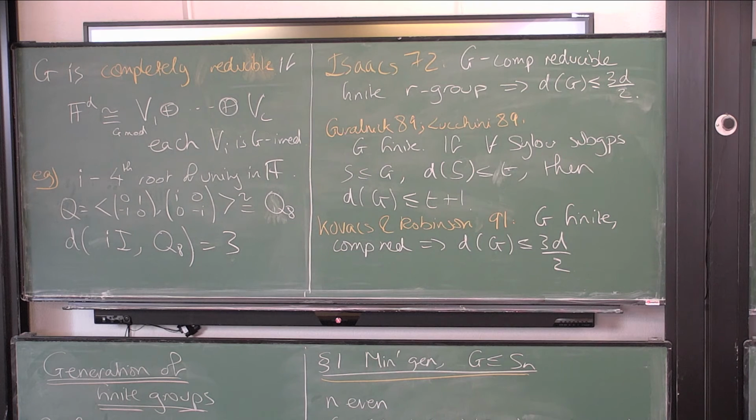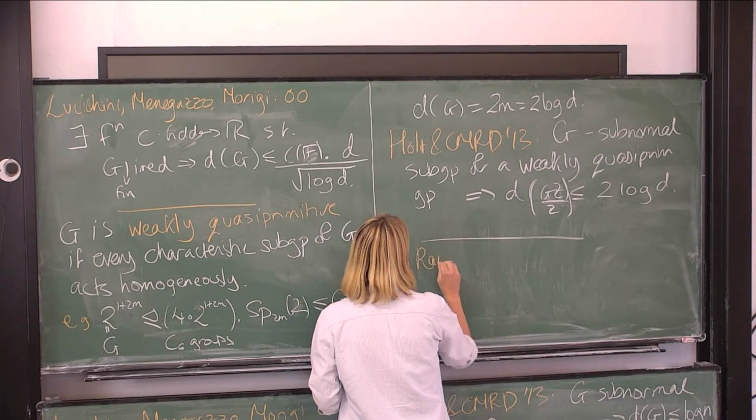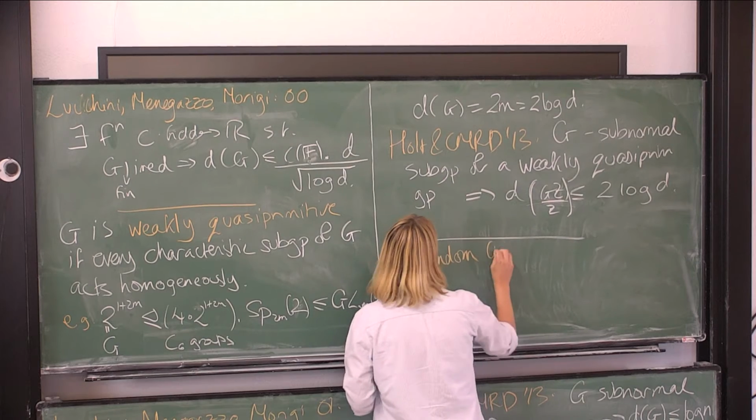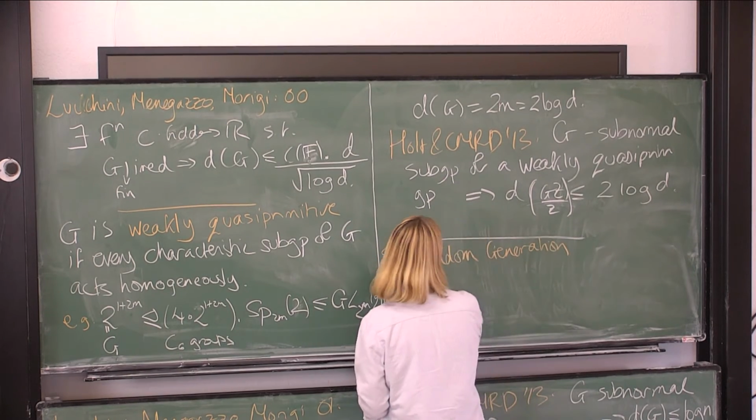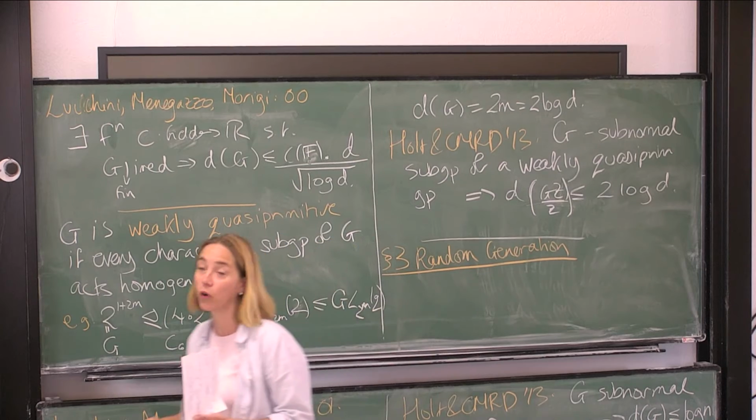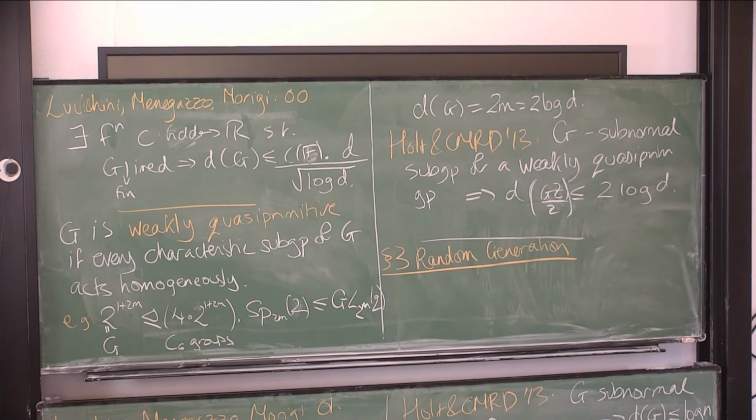Let me give you a short discussion about how to turn this round to random generation. There are lots and lots of ways you could turn this round to random generation, and I'm only going to tell you about one of them, because I'm trying to do all the generation of finite groups in 50 minutes, so we'll just do one. So this is where I came in from, actually.